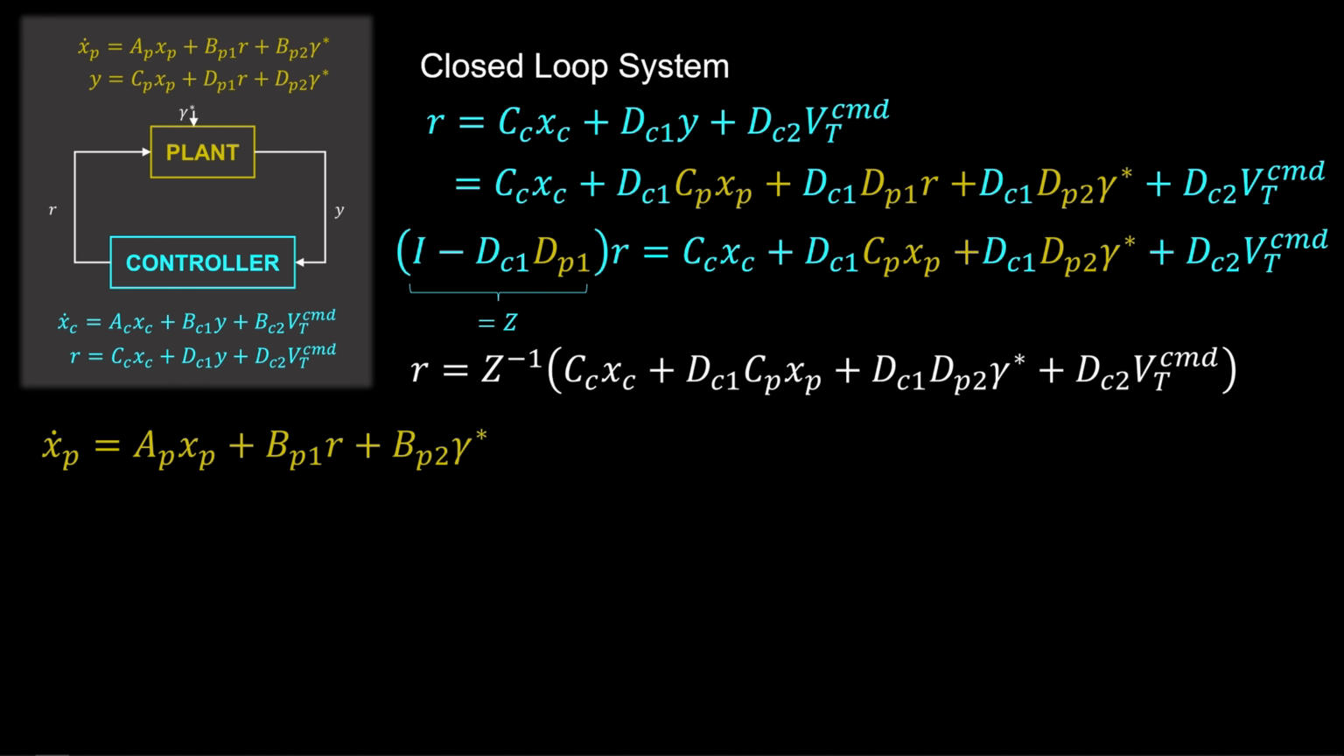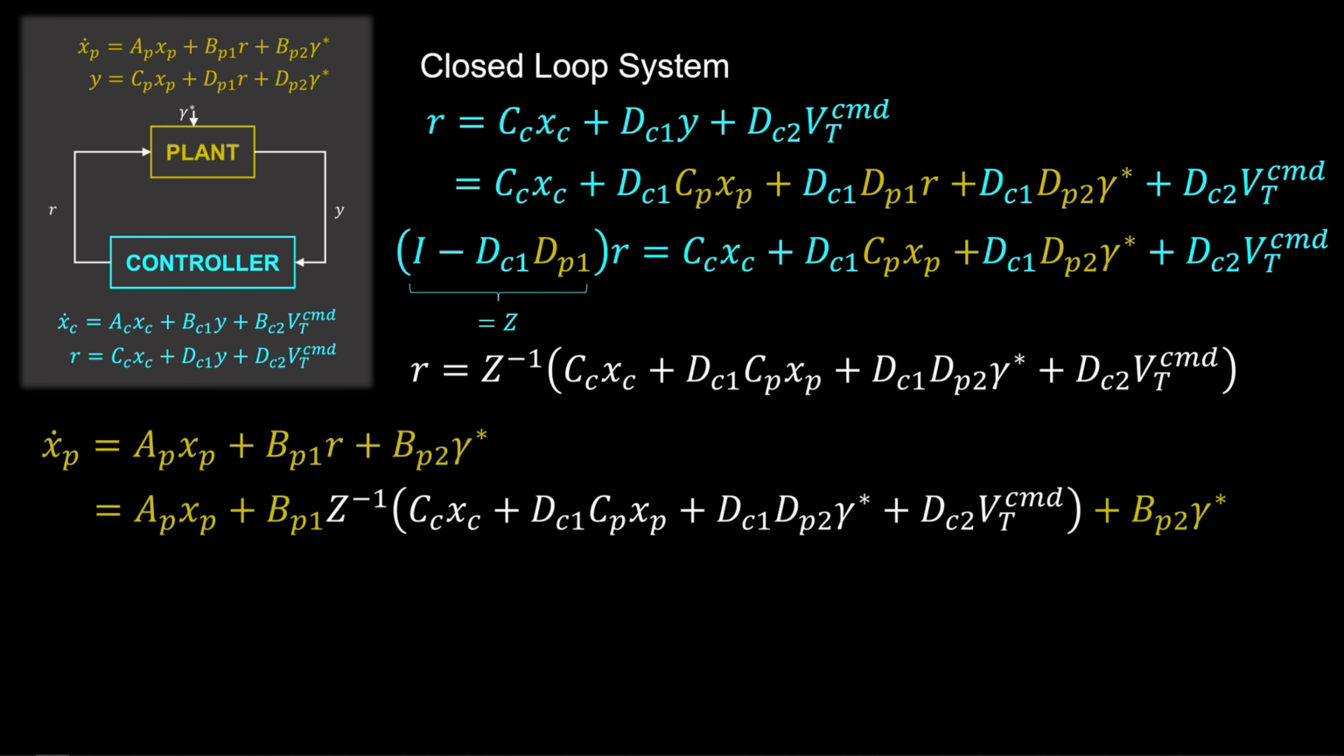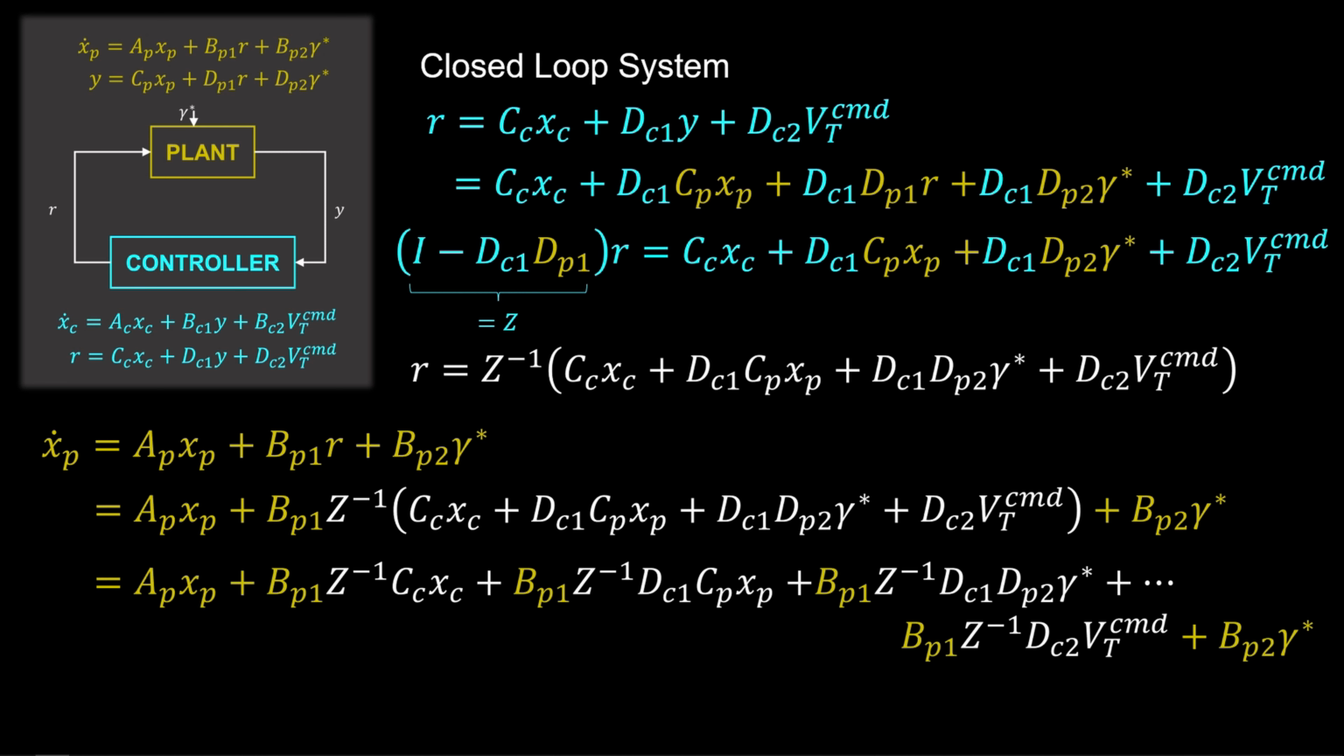The plant, with the substitution of R, results in a right-hand side with XC, controller states, XP, plant states, and inputs gamma dot and v command. This is the closed loop plant equation.